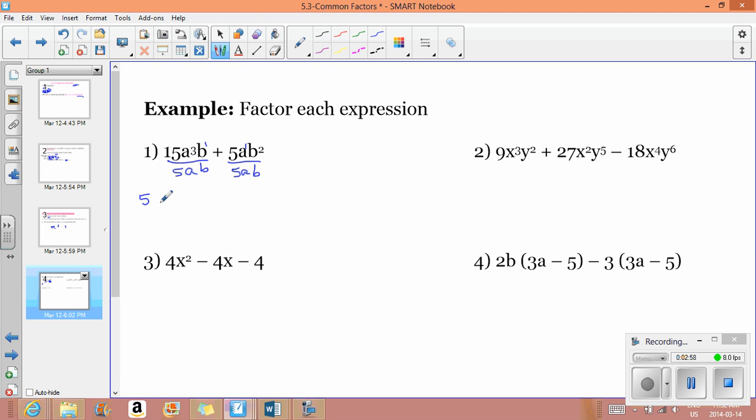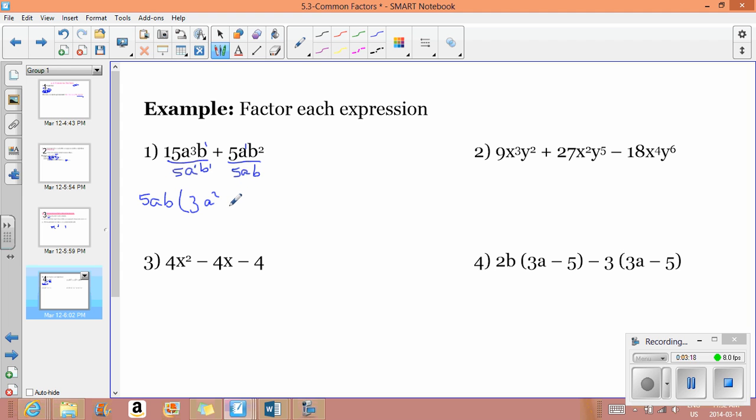So we took the part that we're dividing, our GCF, and we put that in front. Whatever we get from this division, it's going to go in the bracket. 15 divided by 5 is 3. A3 divided by A1. Remember exponent laws, we are dividing, so we subtract the exponents. So we have A squared. B to the 1 divided by B to the 1, it goes 0.